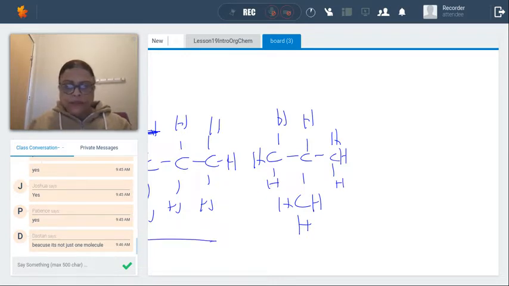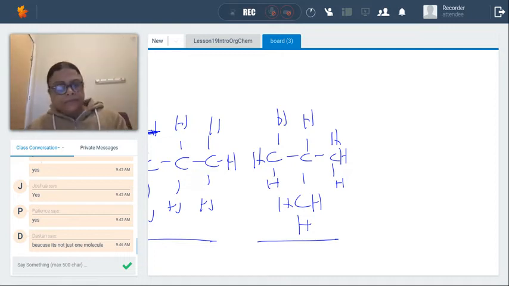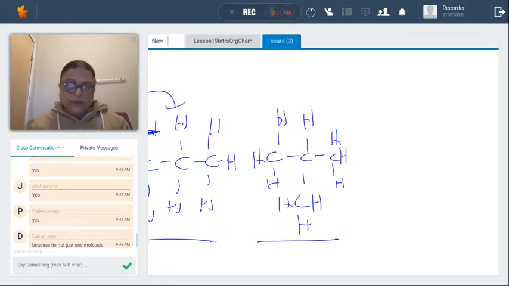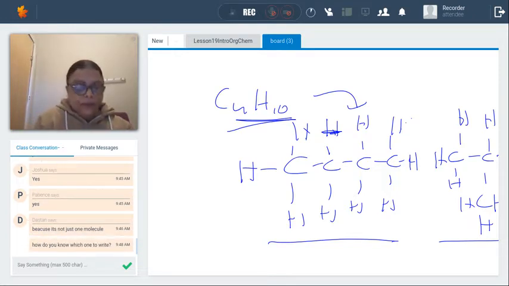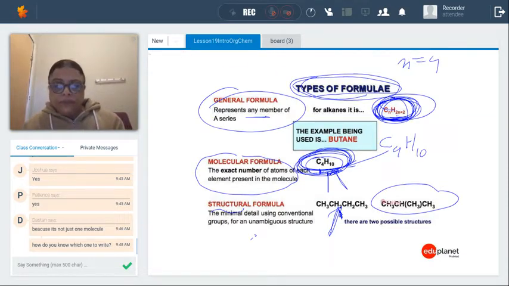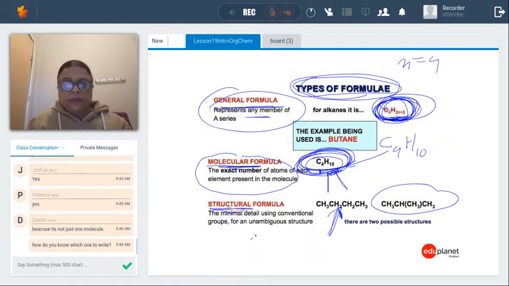This is a straight chain, this is a branched chain. These are two different molecules. Different boiling point, different melting point, different everything. So C4H10 does not represent one molecule. It represents more than one. How do you know which one to write? Yeah, that's the whole thing about the course now. So that is coming soon. Okay, so we have the general formula, we have the molecular formula, and we have the structural formula.